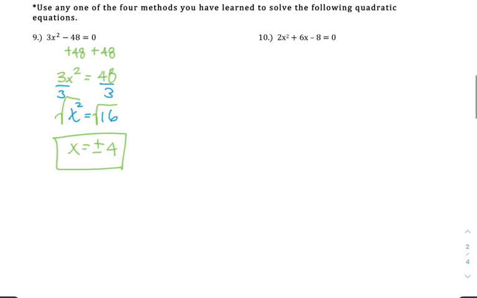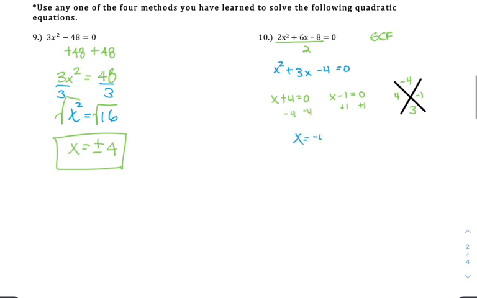On number 10, I automatically say I'm going to take a GCF off. Got to get rid of that GCF every time, make my life easier. And then I'm just going to easily X-box it instead of having to use the AC method. So I have two numbers that multiply to be -4 but add to be 3, which would be 4 and -1. Then my factors are going to be x plus 4 equals 0 and x minus 1 equals 0. I subtract 4 and I add 1, so I'm going to get -4 and +1.